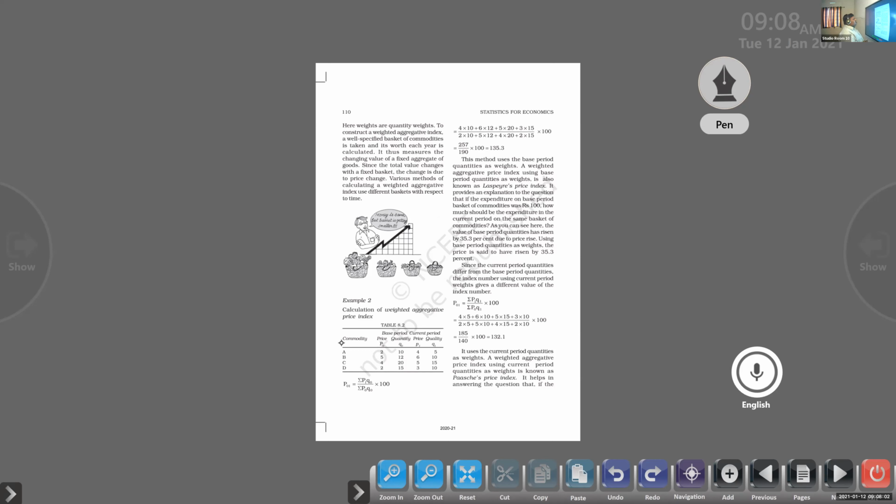Various methods of calculating a weighted aggregative index are used. A weighted aggregative index uses different baskets with respect to time. So different baskets are here. In different years, the price and the commodities inside the basket will change. Basically, it's the quantity changing.